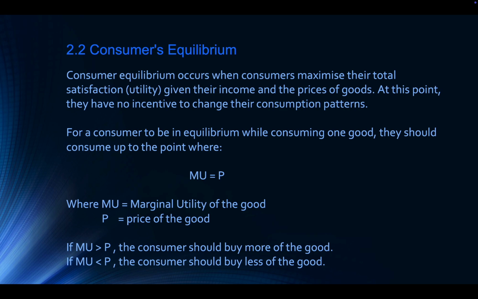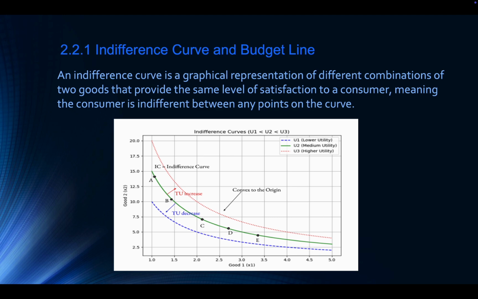So now comes consumer's equilibrium. A consumer reaches equilibrium when they allocate their income in a way that maximizes their utility given their budget. So, how to show this in a graph? Now the indifference curve and budget line come along. What is an indifference curve? It shows different combinations of two goods that provide the same level of utility to a consumer. Whereas the budget line represents all possible combinations of goods a consumer can afford given their income and prices.